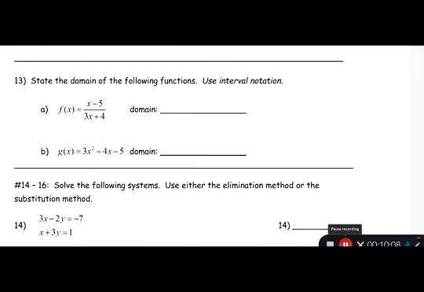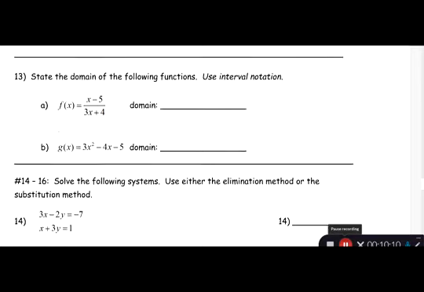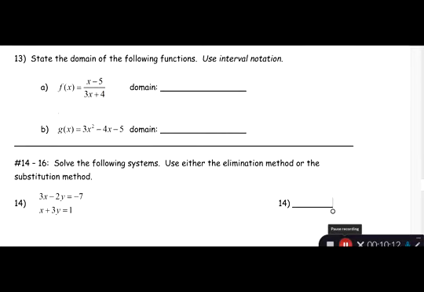So 13 says, state the domain of the following functions and use interval notation. And so we're starting with A, which has f of x equals (x minus 5) over (3x plus 4). And hopefully you remember with domain, we were talking about what values, what numbers can I not put in for x? What am I not allowed to put in for x? And whenever you have a fraction, a rational expression, you cannot get 0 in the denominator. That's an issue. 0 in the denominator means that it's undefined.